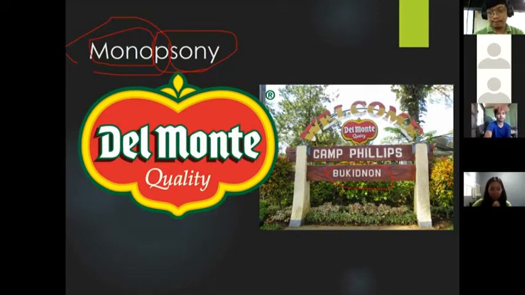What do I mean with monopsony? Ang Del Monte, kapag sinabi niya na, hey, mababa ang demand ng pinya sa ngayon, so hindi ko pwedeng bilhin yung mga pinya ninyo ng katulad ng presyo natin last year. For example, ang presyo natin last year was 15 pesos per kilo. Sa ngayon, dahil mababa ang demand, bibilhin ko na lang yan ng 10 pesos per kilo. May choice ba yung farmer?